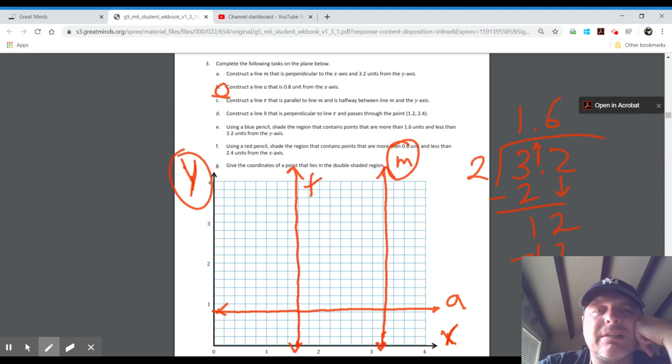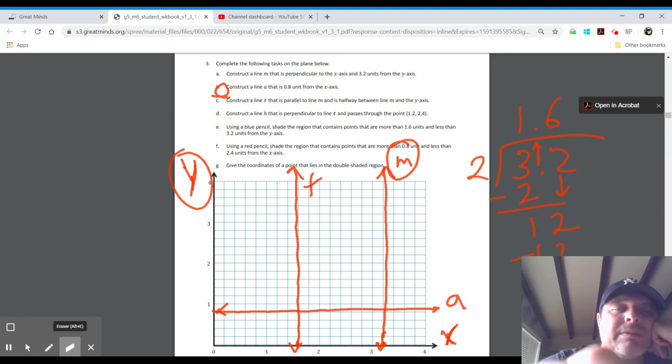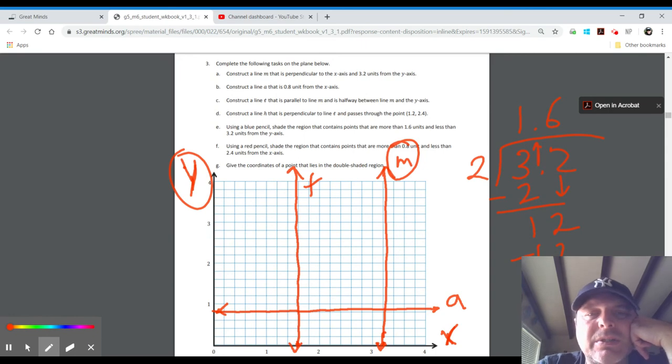Now we're on letter D. Letter D says, construct a line H that is perpendicular to T and passes through the point 1.2 and 2.4. Whoa, okay. 1.2 and 2.4, and it is perpendicular to T. So let's find this point.